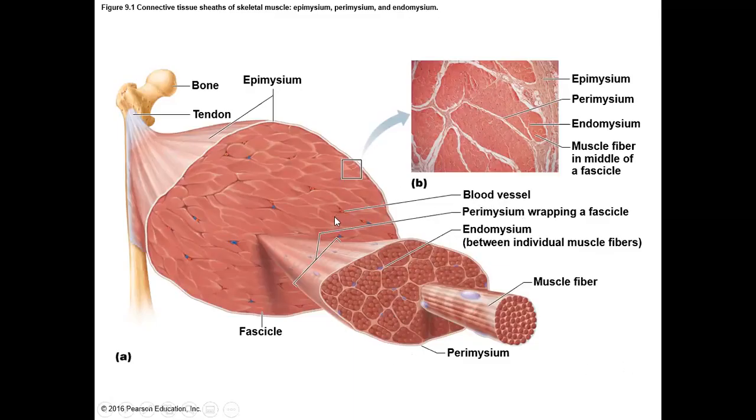Also, we got blood vessels, right? The epi's up here, the big one. Peri's the middle one, around groups of muscle fibers. And then endo is around each individual muscle fiber. Or it says between, but it's also around.